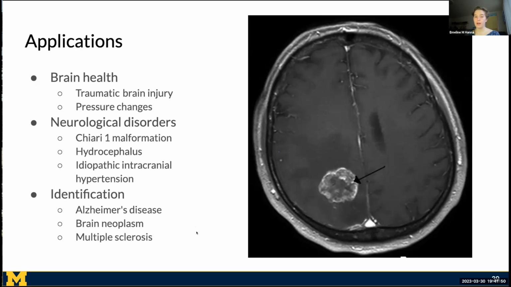And then it could also help with the diagnosis of disorders, because it could investigate dysfunction and look at the biomechanics, especially near the brainstem, which would be very helpful for that Chiari malformation 1 that we saw before. And this image is from a brain neoplasm, which is a brain tumor. And so this could possibly be used as a tool to help identify and characterize diseases such as Alzheimer's or tumors or multiple sclerosis, or other brain disorders as well.